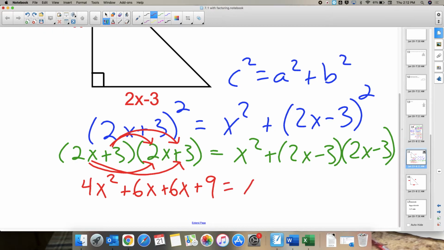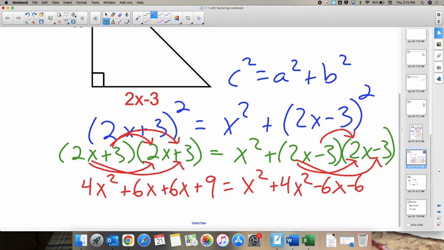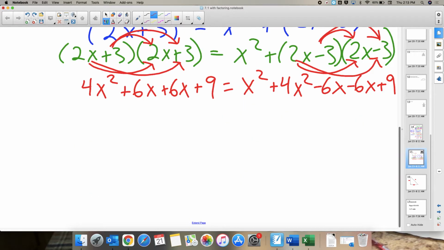We still have our x squared here. Now I have to FOIL again. 2x times 2x is 4x squared. 2x times negative 3 is a minus 6x. Negative 3 times 2x is a negative 6x. Negative 3 times negative 3 is a positive 9. So there's where our equation stands.